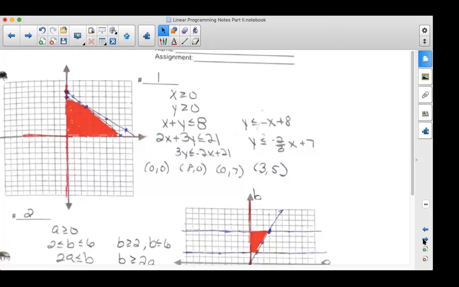So I would say check your graph, but then also check your ordered pairs, the corner points, the vertices where the 2 lines are intersecting. So (0, 0), (8, 0) on the x-axis, on the y-axis (0, 7), and then (3, 5). So just check those pieces. Does your graph look the same? Do you have those 4 points, those 4 vertices?